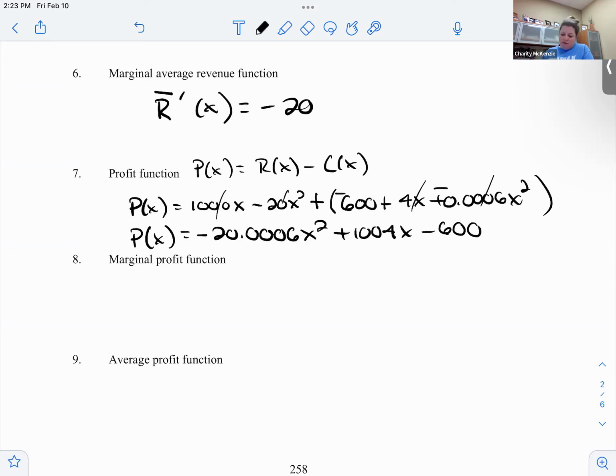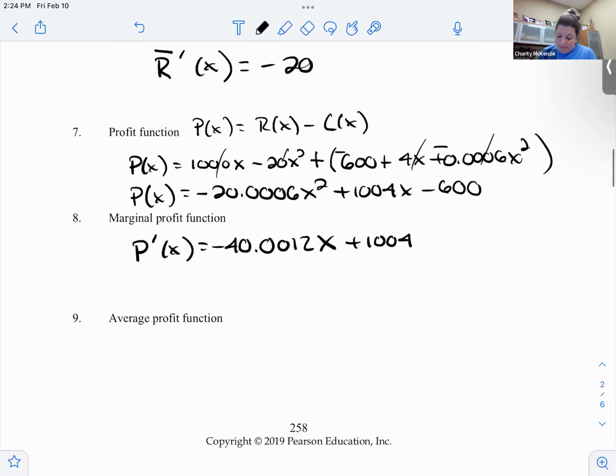So they're a little more of a pain to do those. If I want marginal, I'm going to have to use my calculator. Negative 20.0006 times 2, right? So I'm going to take the 2 and times it down here. Oh, I guess I could have thought of that in my head. Clearly I didn't though. So marginal is derivative of the profit, and that's going to give me negative 40.0012x. So 2 times the 20.0006, drop one exponent, plus 1,004, and the 600 and x go away.